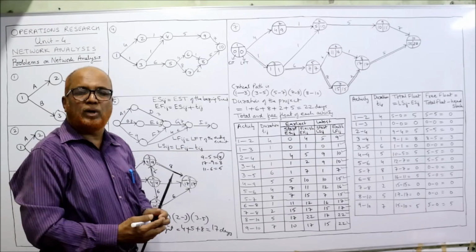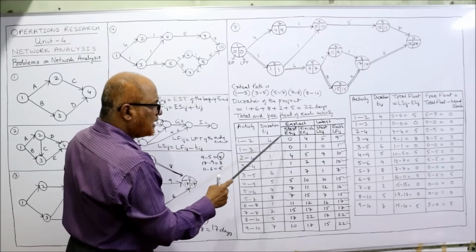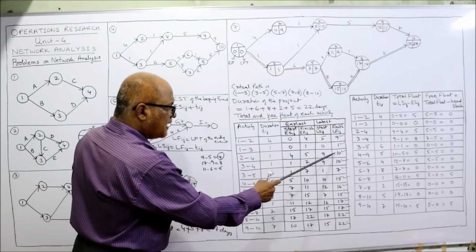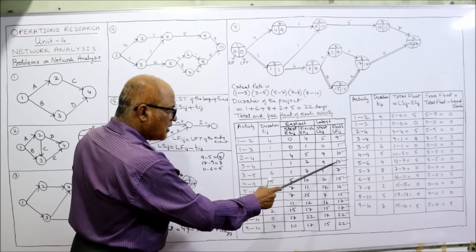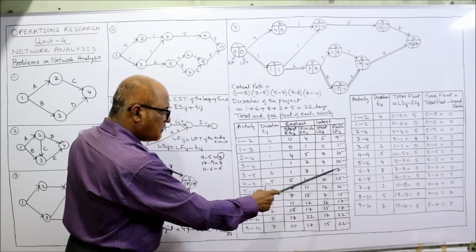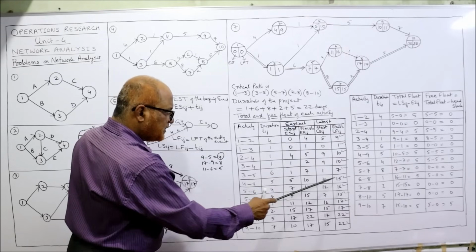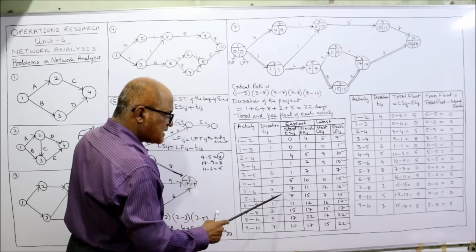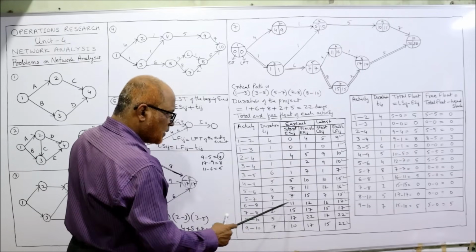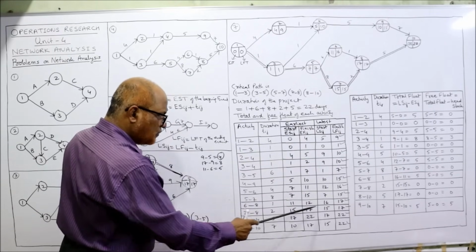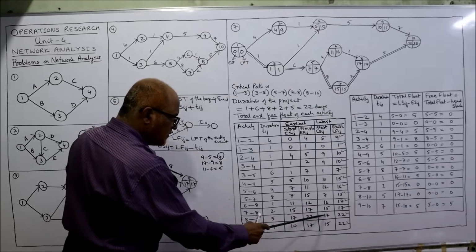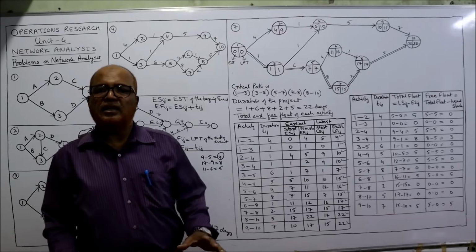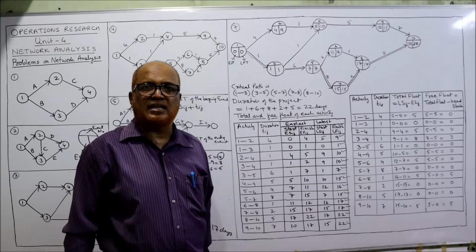Now subtract the duration. So 9 minus 4 is 5. 1 minus 1 is 0. 10 minus 1 is 9. Here also 10 minus 1 is 9. 7 minus 6, 1. 15 minus 5, 10. 16 minus 4, 12. 15 minus 8, 7. 17 minus 1, 16. 17 minus 2, 15. 22 minus 5, 17. 22 minus 7 is 15. That's all. So finally we have completed the first table.